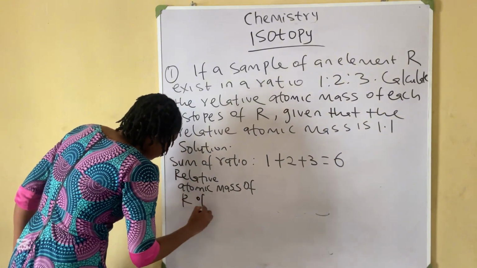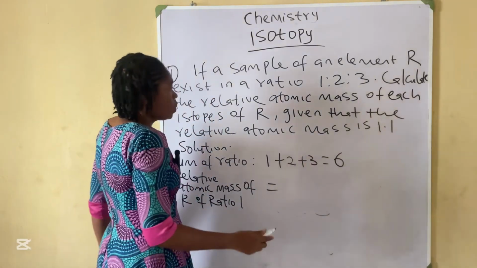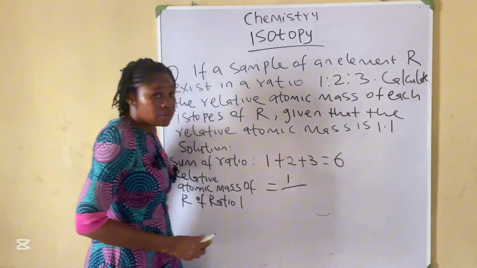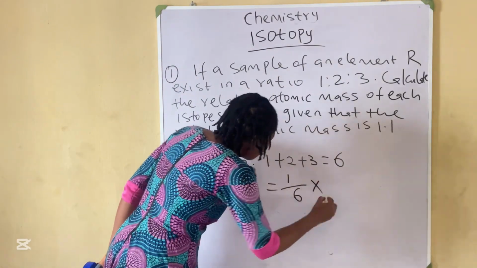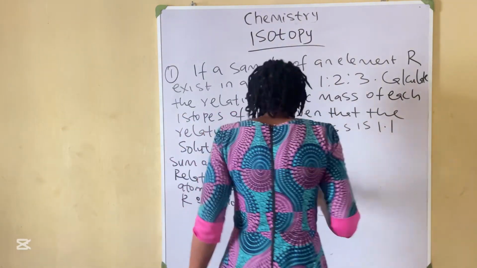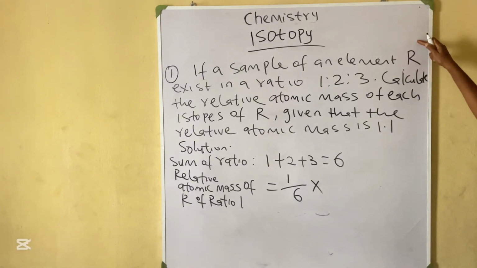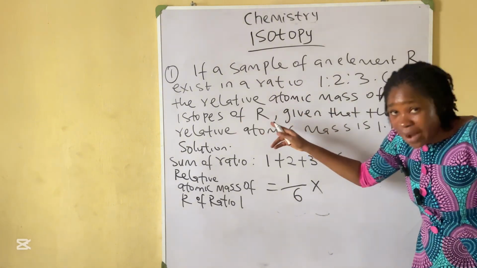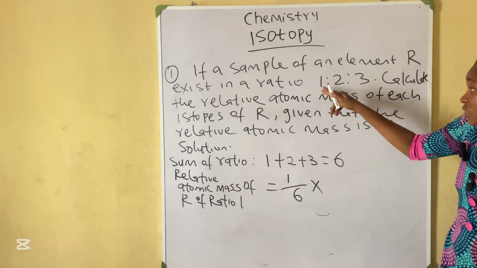R of ratio 1 is equal to 1 over the total number of ratio, which is 6, times the relative atomic mass of this element R. But what are we looking for now? Calculate the relative atomic mass of each isotope of R. We are looking for each isotope of R that contributes, first the one that has ratio 1.